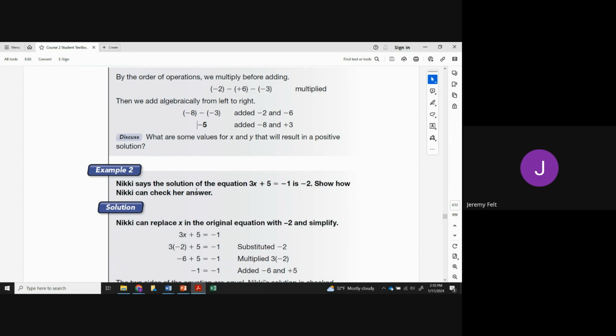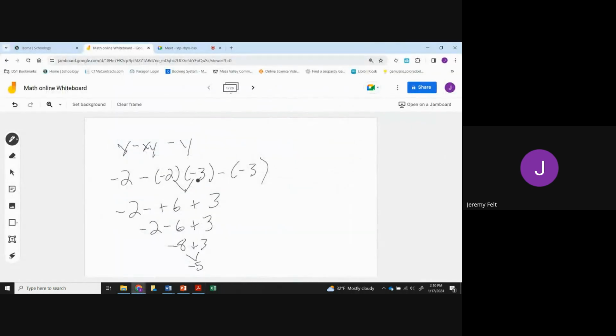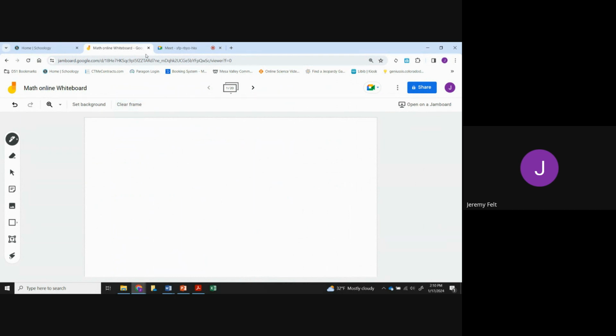So example 2: Nikki says the solution to the equation 3x plus 5 equals -1 is -2. Joe and Nikki can check our answer. This is something I've encouraged you guys to do since the beginning of the year. You found x or y or z or whatever. Well, take a few extra seconds and plug it back into the original equation. If it works out, the left side equals the right side, you did it right. If it didn't, that's incorrect, so you can go back and check your work. It may feel like it's creating more work, but it's a way to make sure that you did it correctly.